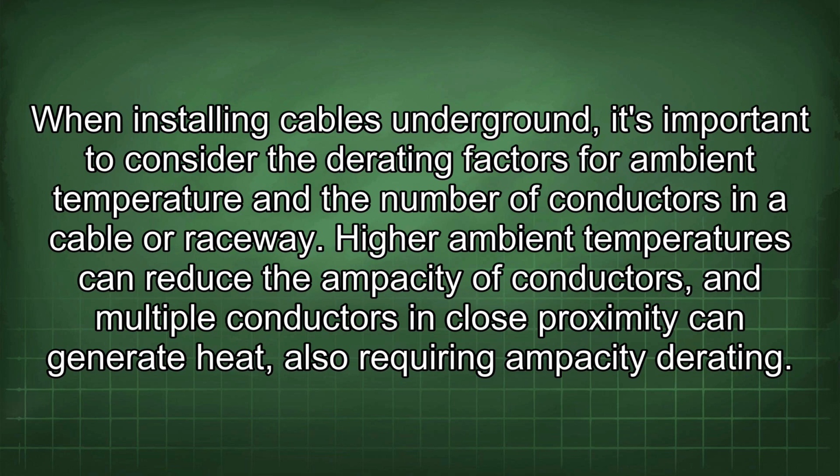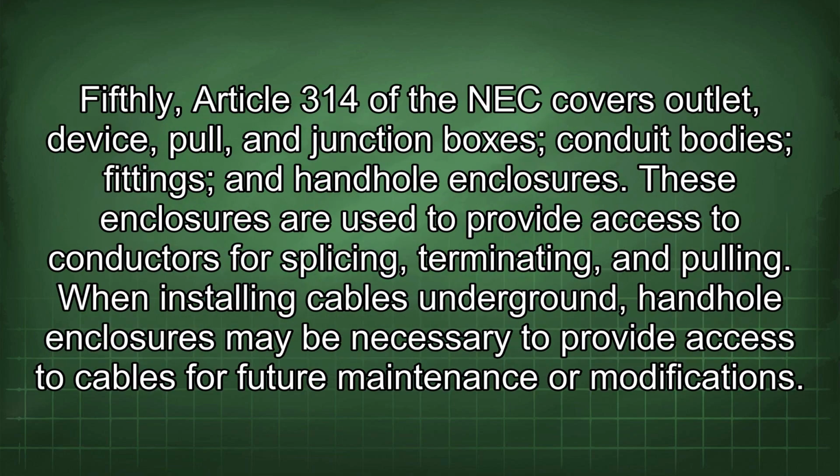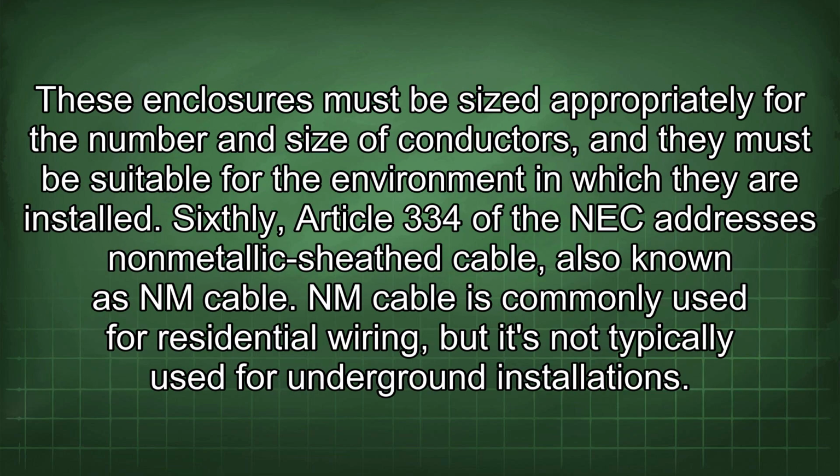Fifthly, Article 314 of the NEC covers outlet, device, pole, and junction boxes, conduit bodies, fittings, and handhole enclosures. These enclosures are used to provide access to conductors for splicing, terminating, and pulling. When installing cables underground, handhole enclosures may be necessary to provide access to cables for future maintenance or modifications. These enclosures must be sized appropriately for the number and size of conductors, and they must be suitable for the environment in which they are installed.